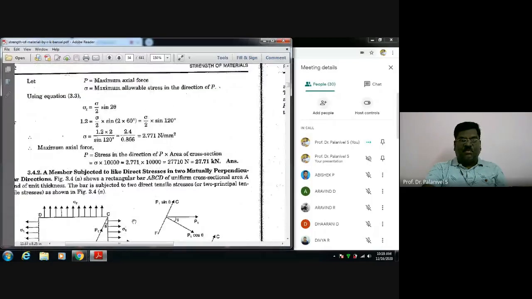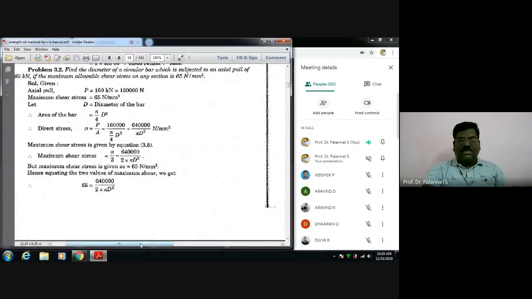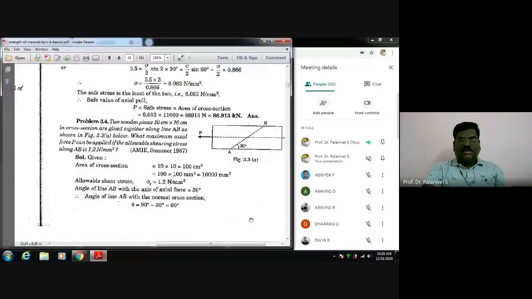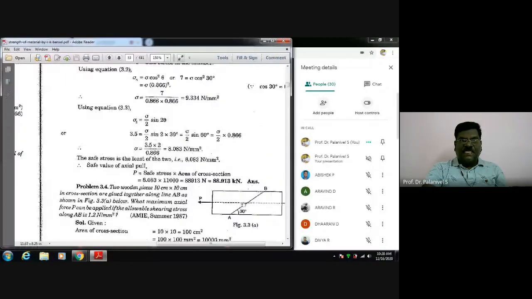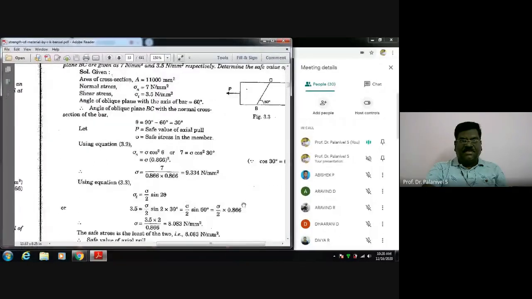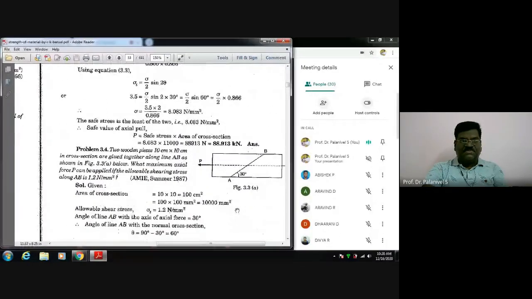Biaxial state of stress. Oh, only one more problem. Only one problem left. Let me finish that one. What is this? Yeah, another problem. Okay. Another problem is a similar problem, I think. This is the last problem in this case.